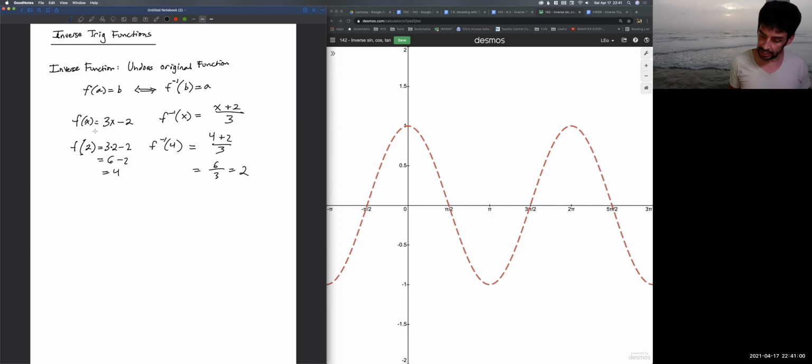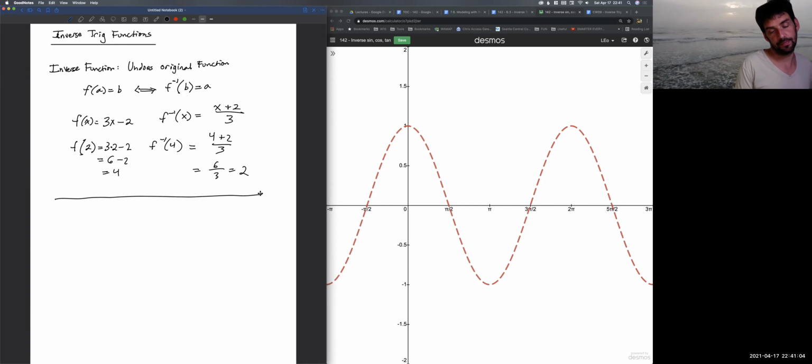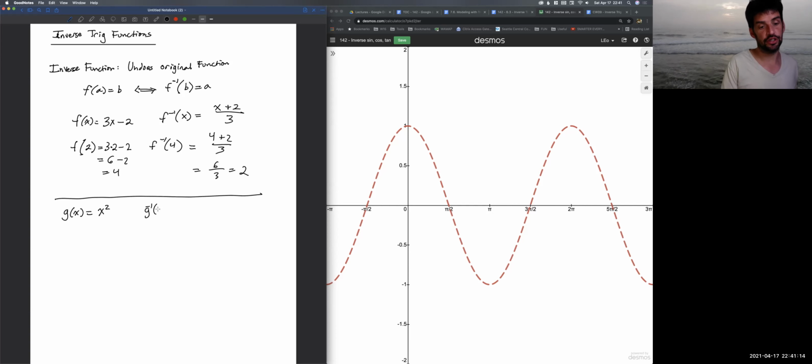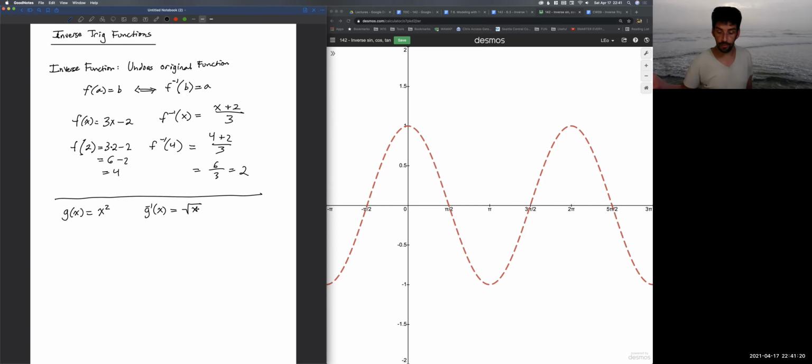So let's look at something a little bit trickier. Suppose I have the function, let's use g of x. g of x is equal to x squared, and I want the inverse function. And so a good idea might be the square root, right? It undoes squaring a number.